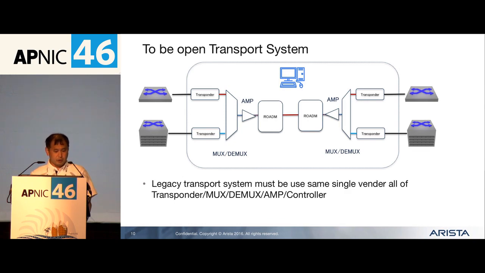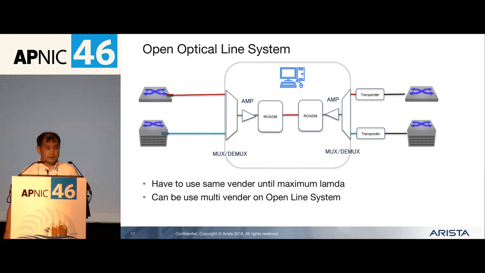Last one is the open transport system. This figure shows the legacy transport system. A legacy transport system must use the same signal from a single vendor for all of the transponder, mux, amp, and controller. But with an open optical line system, multiple vendors can be used on the open line system.